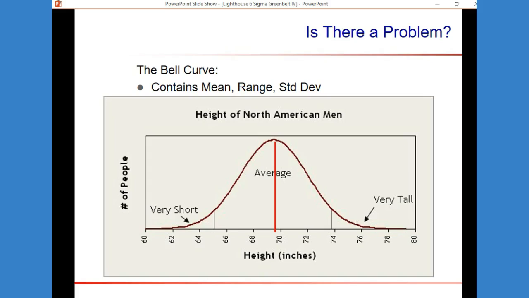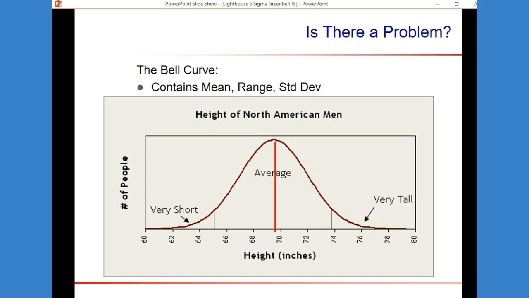So mean is that red line in the center telling me what my average is. The range, which is from one end of the bell curve to the other, means my range of data goes from left to right. And the standard deviation is from the mean, from the center. I've got 3 standard deviations to the left, 3 standard deviations to the right. Or I have a standard deviation, also known as a sigma.